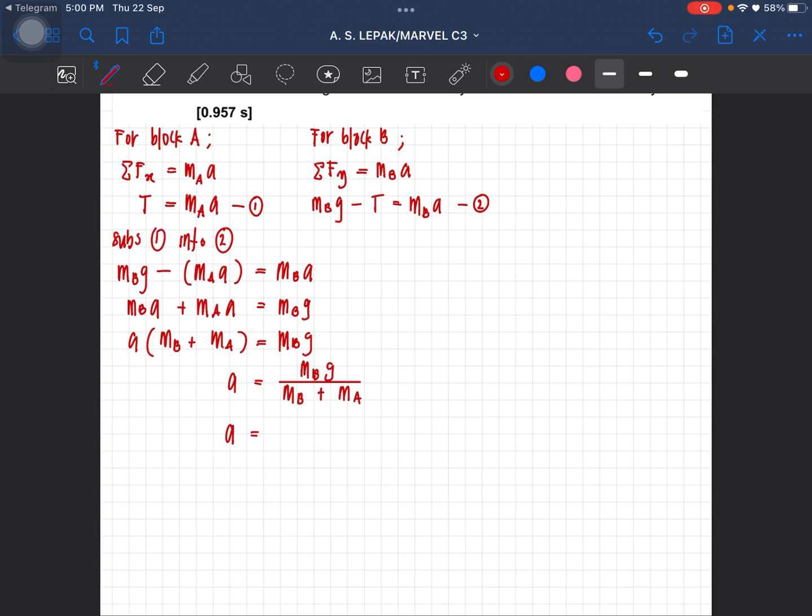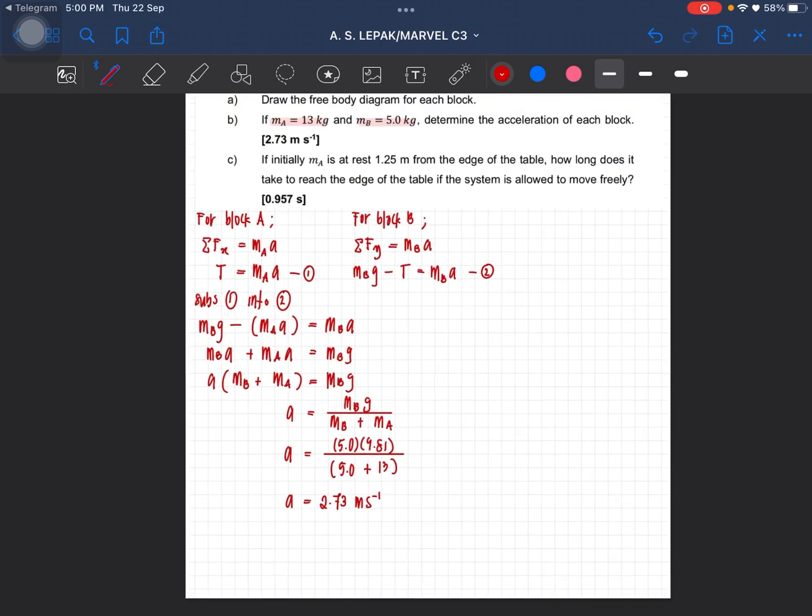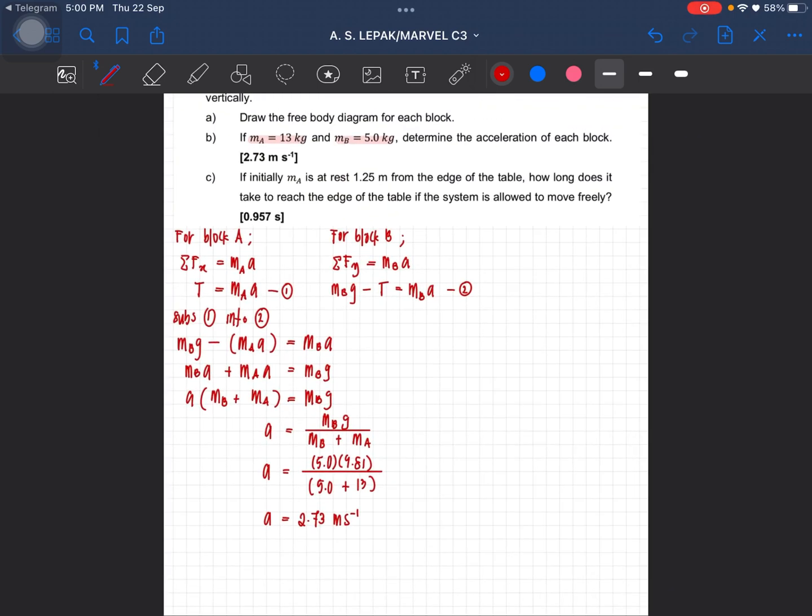Substitute all the values. You should get 5 times 9.81 over mb, which is 5, plus 13 kilograms. So you will then get the acceleration to be equal to 2.73 meters per second squared. Okay, so that is the acceleration for both blocks. They should have the same acceleration.